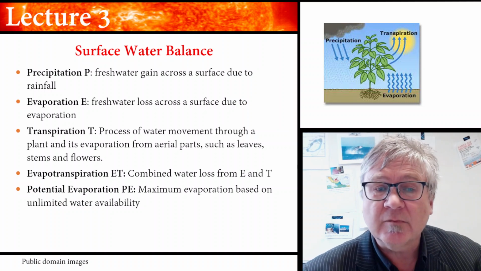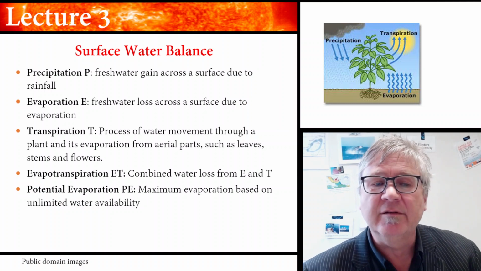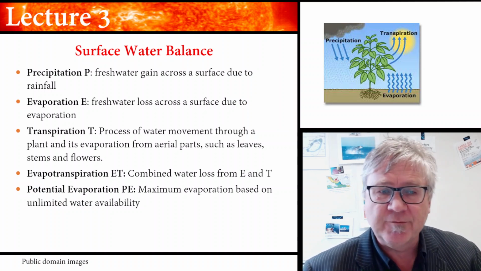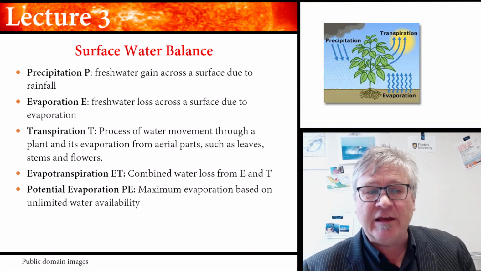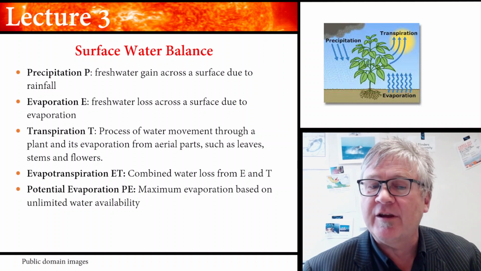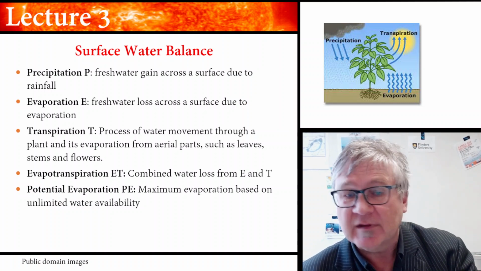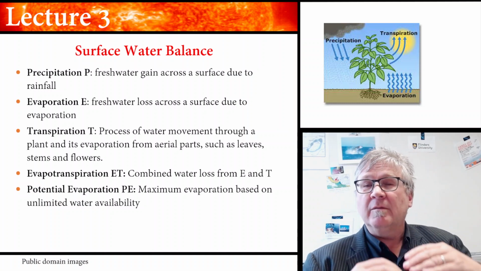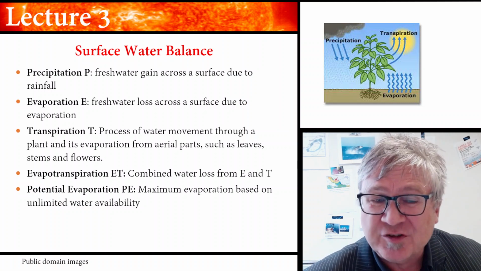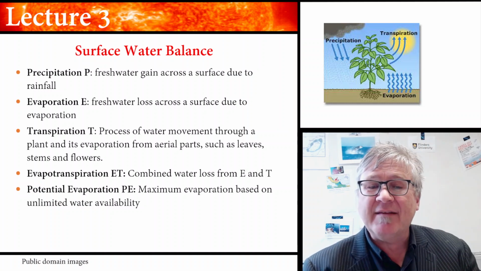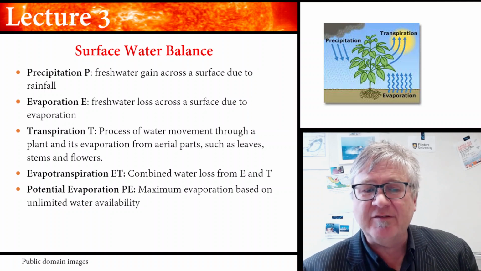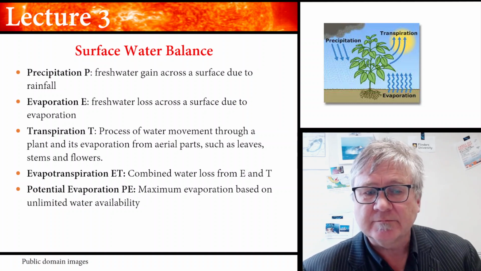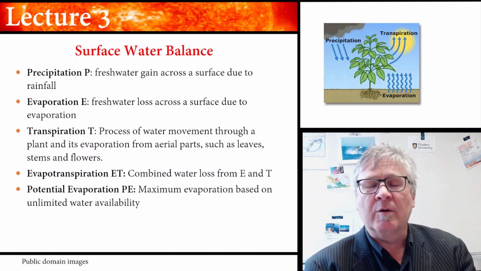Transpiration is the process of water movement through a plant and its evaporation from aerial parts such as leaves, stems, and flowers. And if you combine evaporation and transpiration, you get evapotranspiration, called ET. Combined water loss from E and T. The term we also use is potential evaporation, and this one is the maximum evaporation that you can have based on unlimited water availability. Okay, so that's what we're talking about.